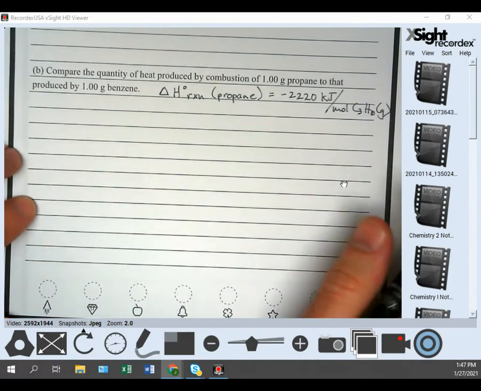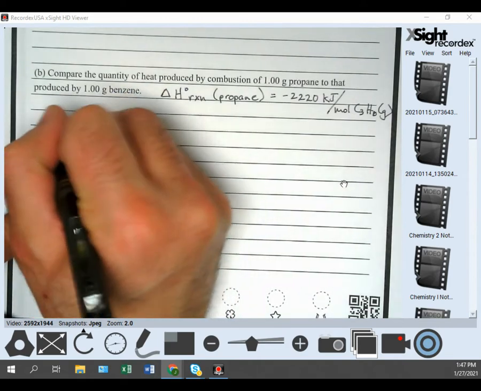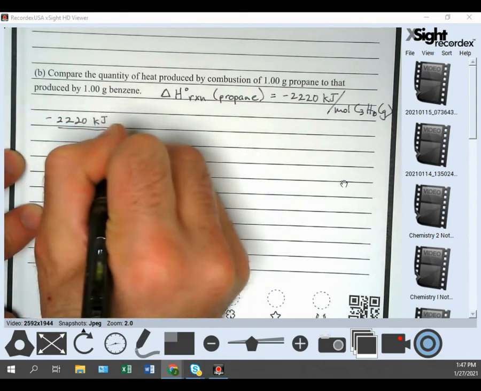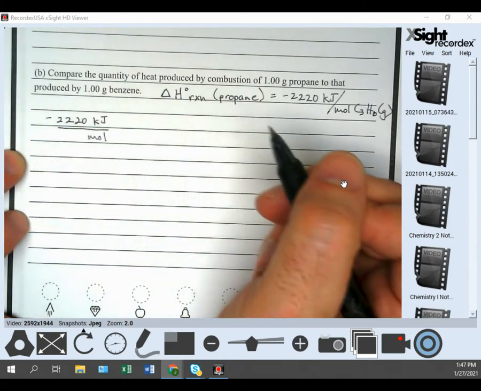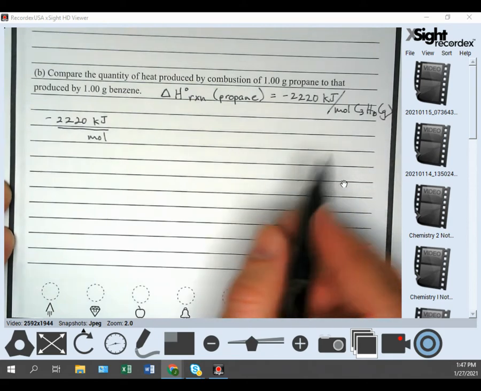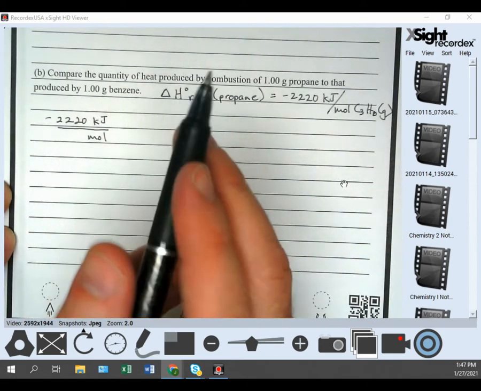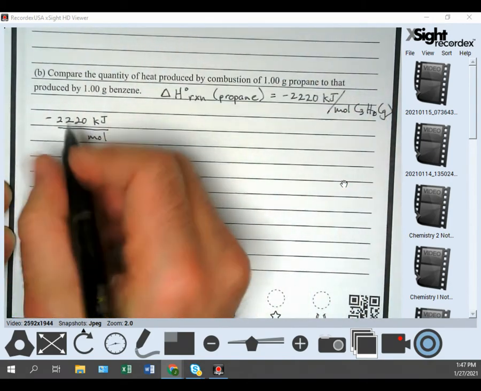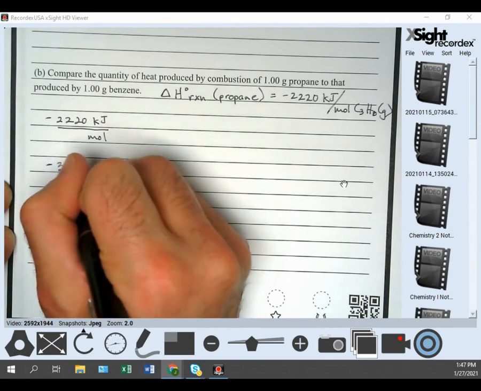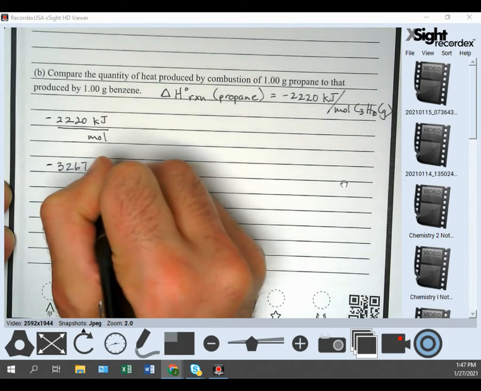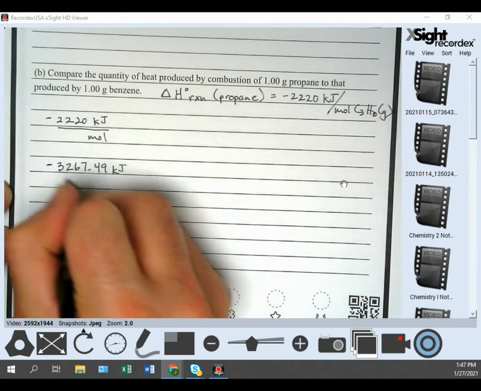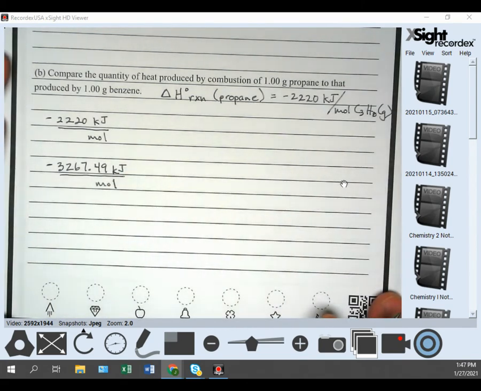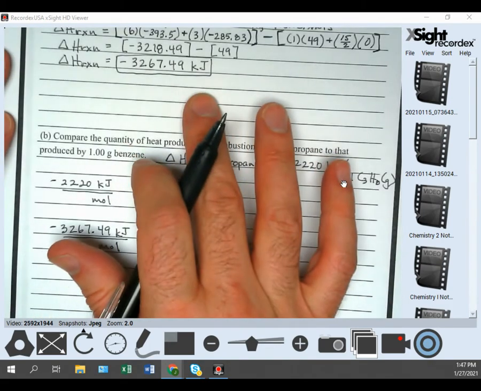So let's look at propane. So propane is negative 2,220 kilojoules per mole, right? And what was the other one? Benzene is this one up here, negative 3,267.49 kilojoules per mole. Okay. So I got this one from part A, right? Okay.